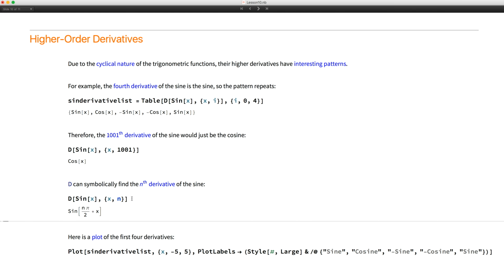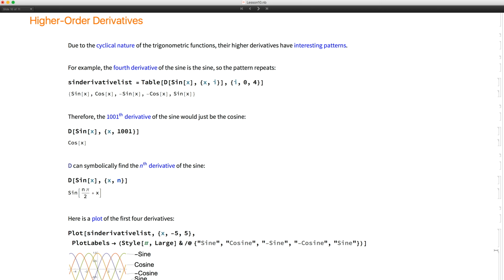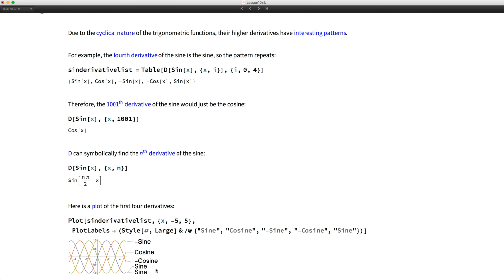In fact, there's a very nice formula for the nth derivative of the sine function. It's just sine of x plus n times pi over 2. You can check that it gives the correct answers when you plug in the values of n as 1, 2, 3, 4, etc. Finally, here is a plot of all the derivatives of sine x, and you see quite clearly that you start off with sine, then cosine, then negative sine, then negative cosine, then you come back to sine.